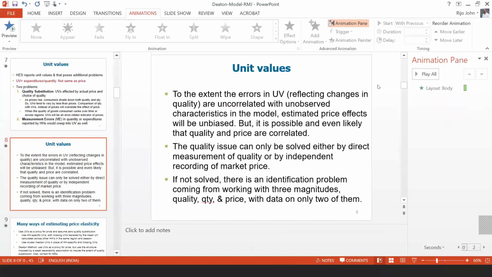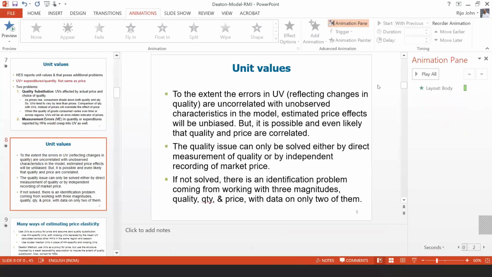To the extent the errors in unit values reflecting changes in quality are uncorrelated with the unobserved characteristics in the model, the estimated price effects will be unbiased, but it is possible and even likely that quality and prices are correlated. The quality issue can be solved either by direct measurement of quality or by independent recording of market prices. If not solved, there is an identification problem coming from working with three magnitudes. For example, we are working with quality, quantity, and price with the data on only two of them. So there is an identification issue right there.